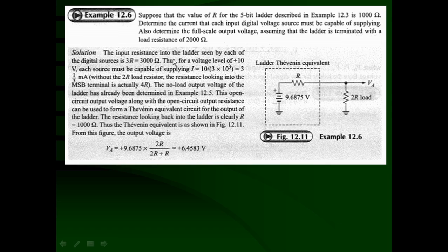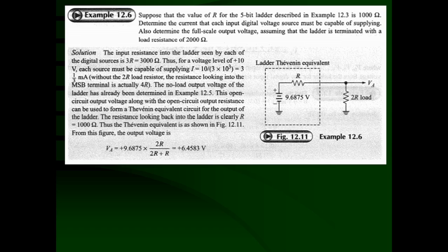The input resistance into the ladder seen by each of the digital sources is going to be 3R, because the equivalent resistance from the D point is going to be R only. Toward the MSB, the resistance is going to be 2R, and toward the terminating resistance also it is going to be 2R. Hence, Thevenin's equivalent voltage is going to be 10 volt, and you can say that the equivalent resistance is going to be R only.